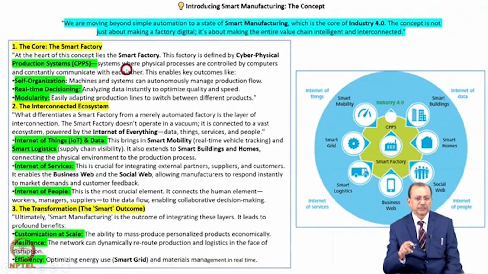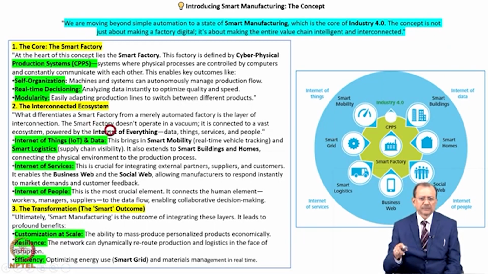This is a very important aspect. If any industry says that it is a smart factory or smart manufacturing, it should have this kind of technology available. Real-time decision making, and modularity: an easily adapted production line to switch between different products. Modularity is also one of the important aspects. It's not that if you want to change your production line, you have to bring down the entire production and then switch over. No, you should be able to switch over on the running plant. That is what is called modularity.